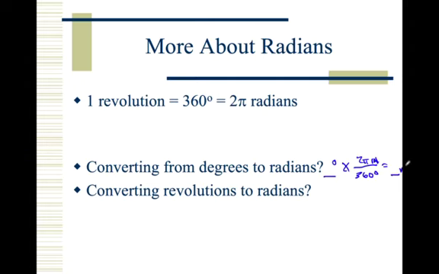Oops, I ran out of space. How to convert revolutions to radians? Same kind of thing. If you had revolutions and you wanted radians, just do a little factor label. We want to get rid of revolutions. We want radians. And you might remember that there are 2 pi radians in each one revolution. And if you multiply this out, you would get radians. So it's pretty easy to do the conversions if you need it. Nothing too terrible there.